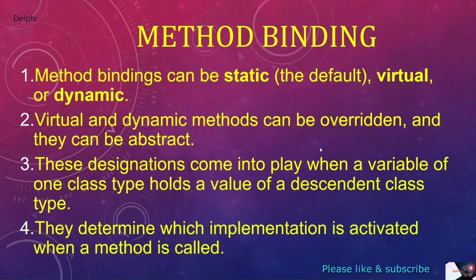So method binding can be static, the default, and it can be virtual or dynamic. The virtual and dynamic methods can be overridden and they can be abstract. These designations come into play when a variable of one class type holds the value of a descendant class type. They determine which implementation is activated when the method is called. So at runtime it will decide which method will get called.